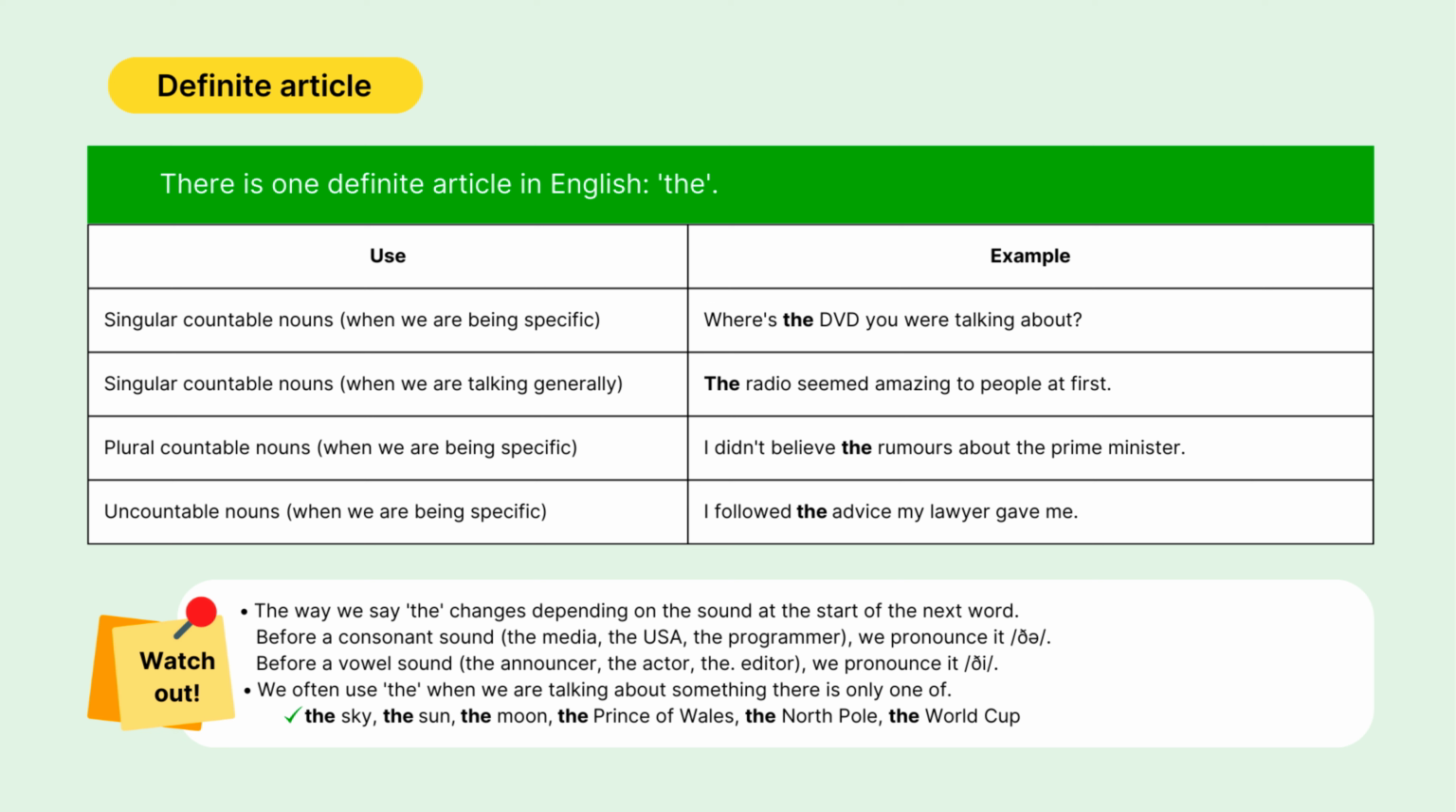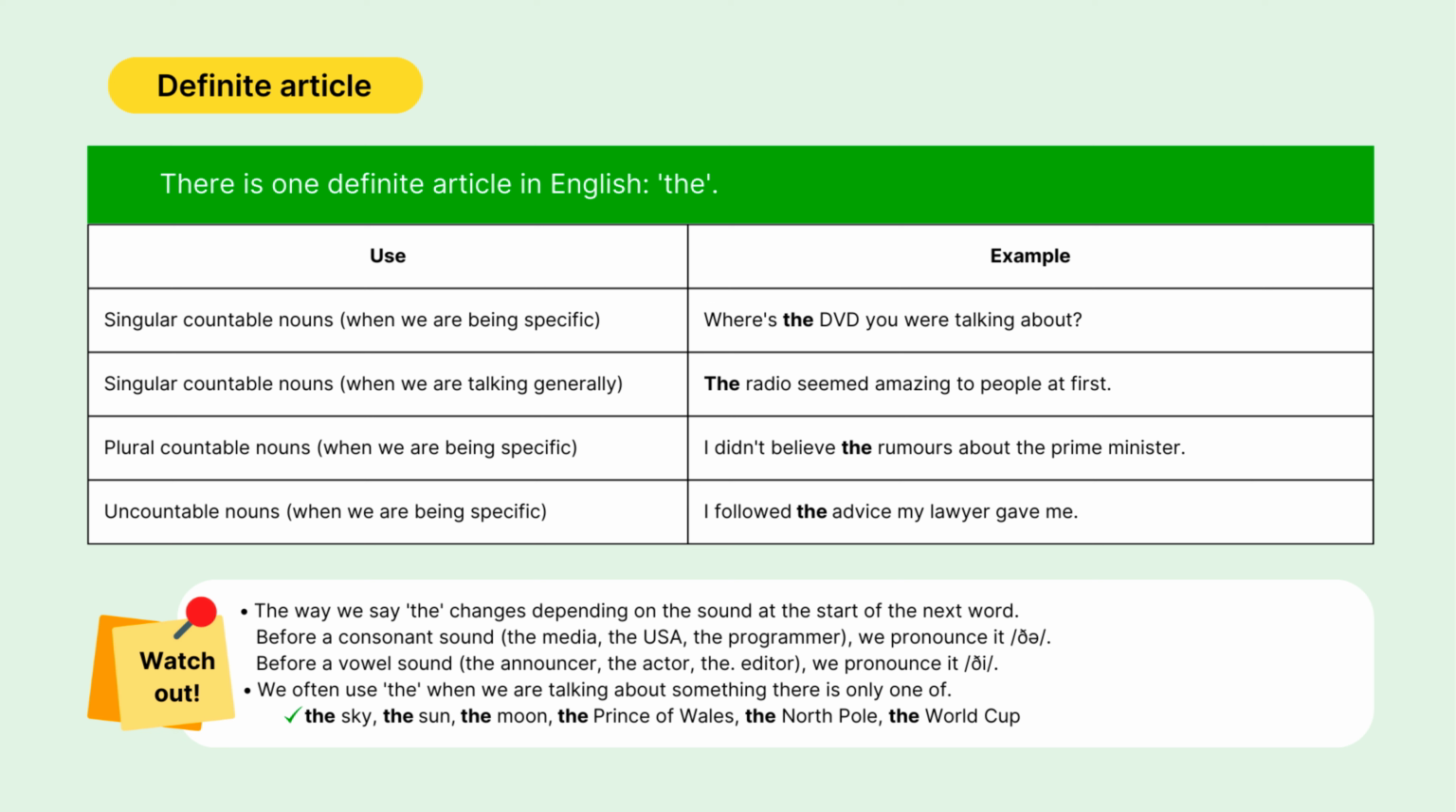Definite article. There is one definite article in English, the. Use: singular countable nouns, when we are being specific. Example: Where's the DVD you were talking about? Singular countable nouns, when we are talking generally. Example: The radio seemed amazing to people at first.